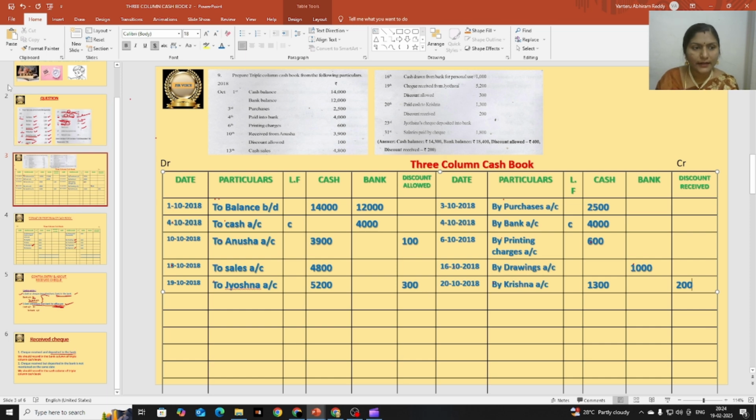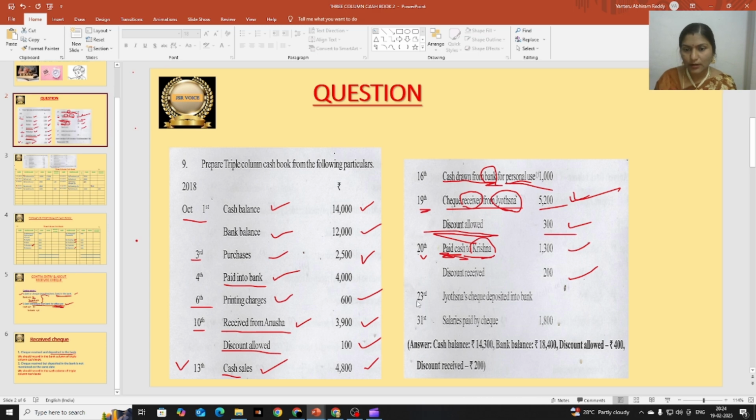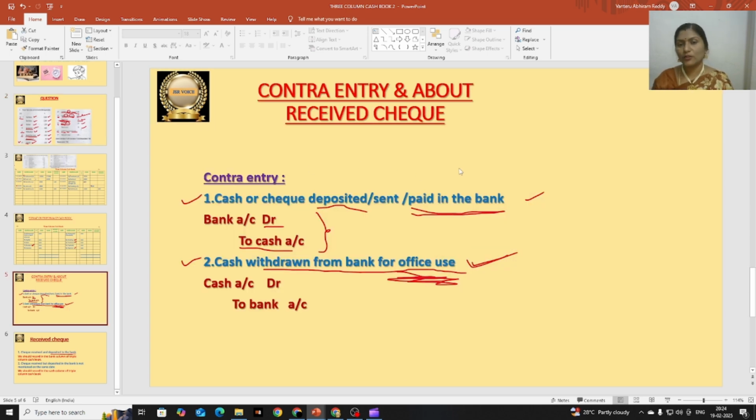Okay. Let us move to the next transaction. 23rd date. Joshna check deposited into bank. We may receive a check from any person, but that check we are now depositing into the bank. Whenever we deposit any check or cash in the bank, that is a contra entry, because we are dealing with the bank. I explained just now. Check deposited into bank, okay, first contra entry.